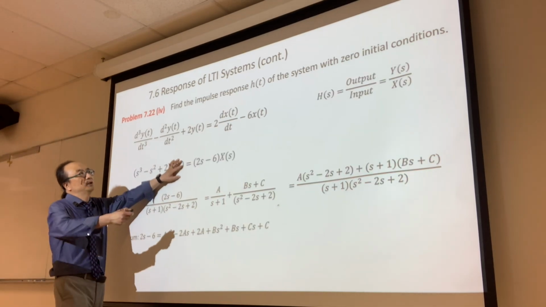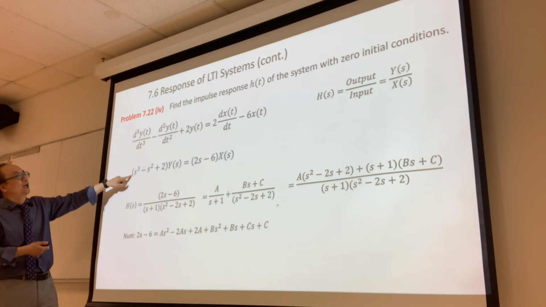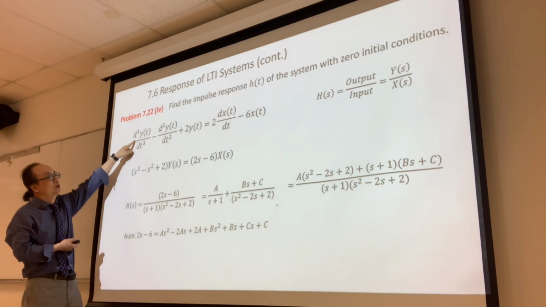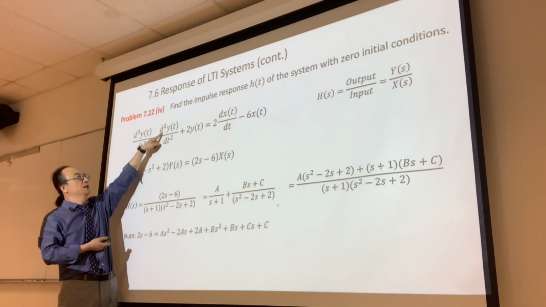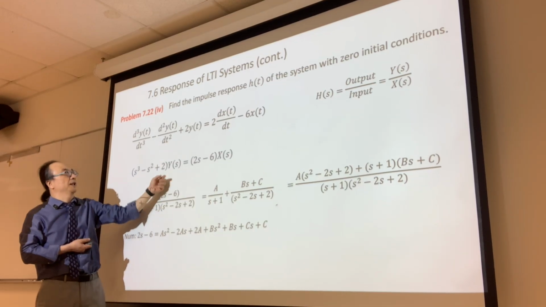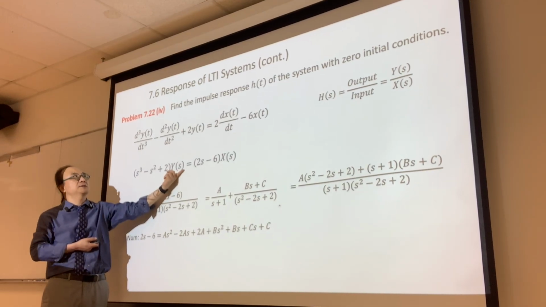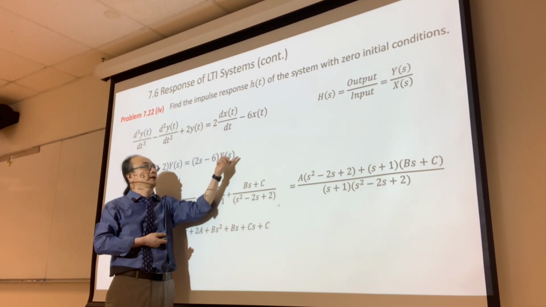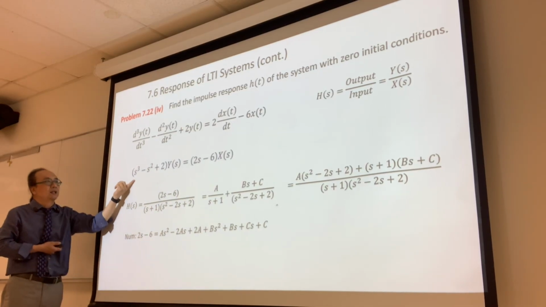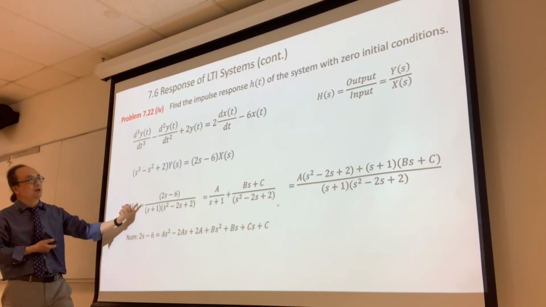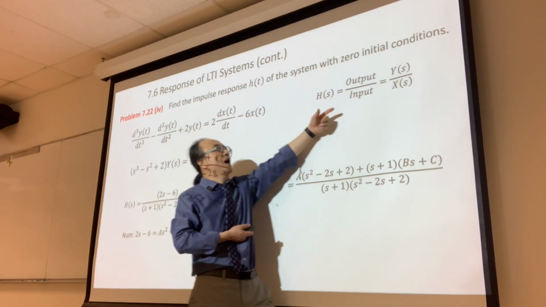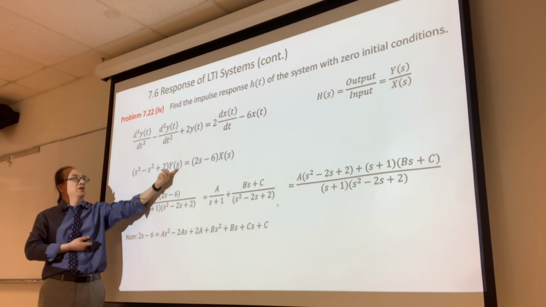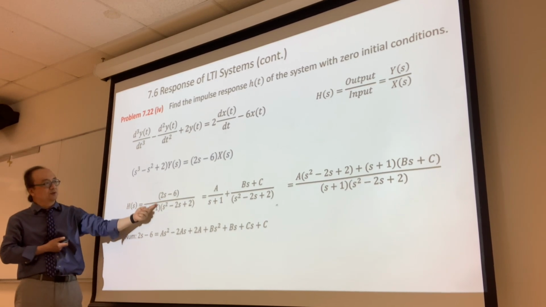Then H of s is output over input, and we're going to have s cubed, because it's a third order differential equation, minus s squared plus 2, and then I factor out capital Y of s. And for this side, we have 2s minus 6, and I factor out capital X of s. Then we want to find H of s, that is Y of s over X of s. So if we find Y of s over X of s, we have this.